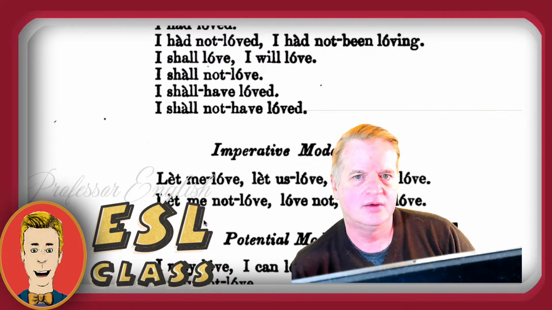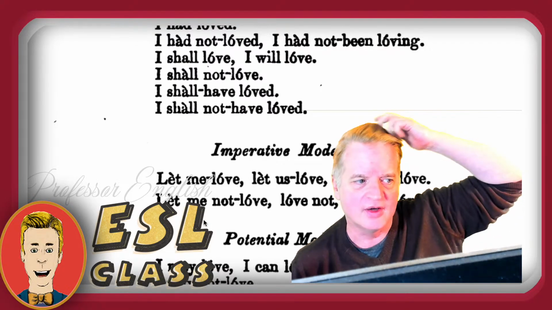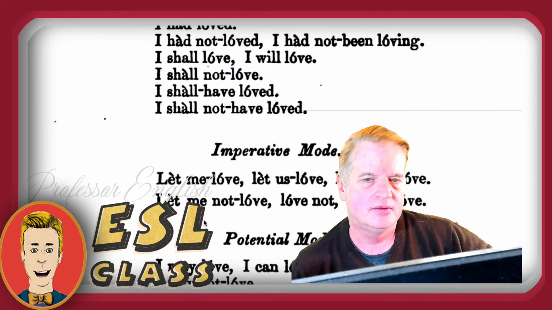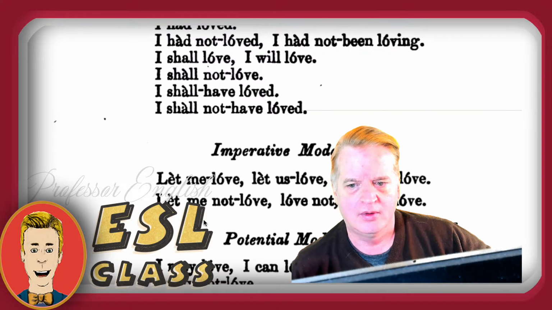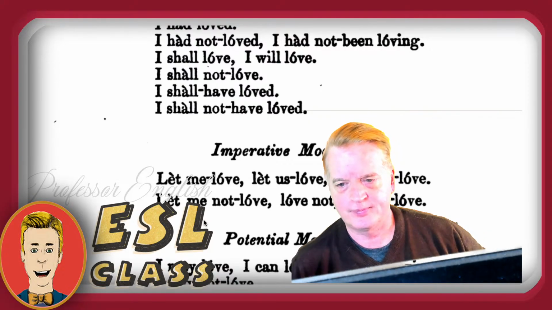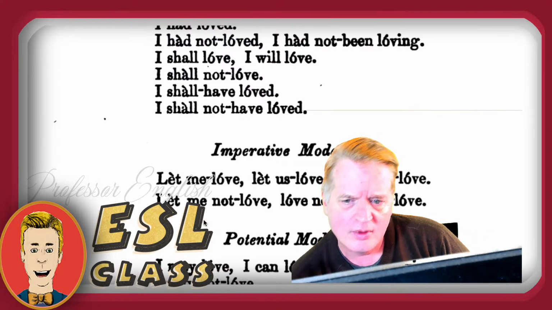What is the next one? I had not been loving. Let's pronounce not been like one word. Not been. I had not been loving. So you have I had not been. I had not been loving. I had not been loving.